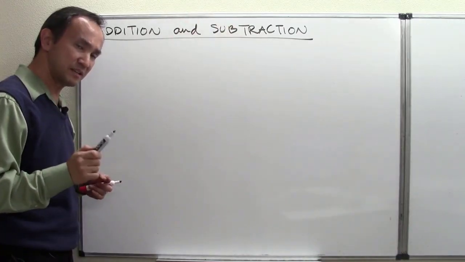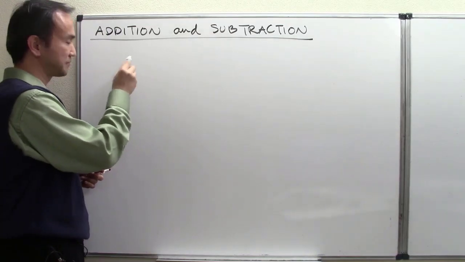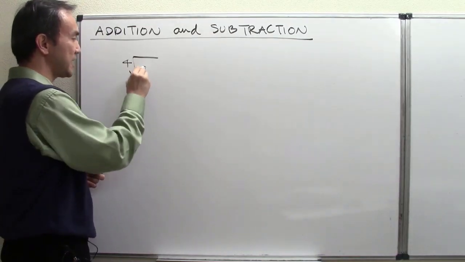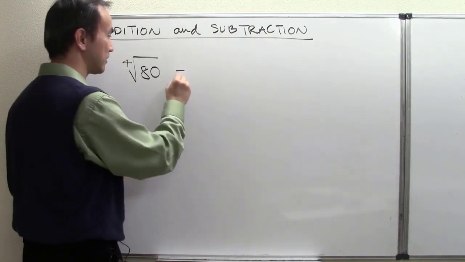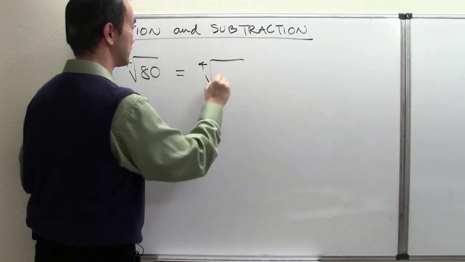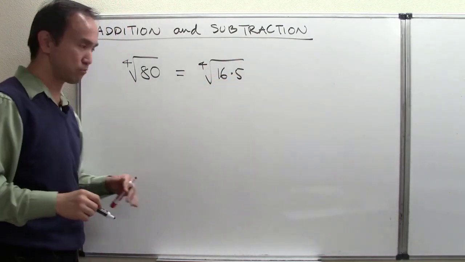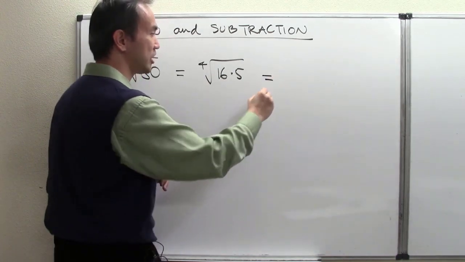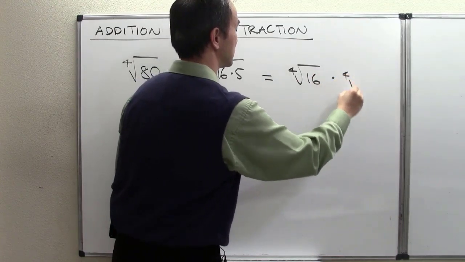But allow me now to bring in the following observation. Let's say we have the fourth root of 80. This fourth root of 80 can be reduced down. In our experience up to this point, the fourth root of 80 can be expressed as a product of 16 and 5. We've learned that property, so we can reduce this to the fourth root of 16 times the fourth root of 5.